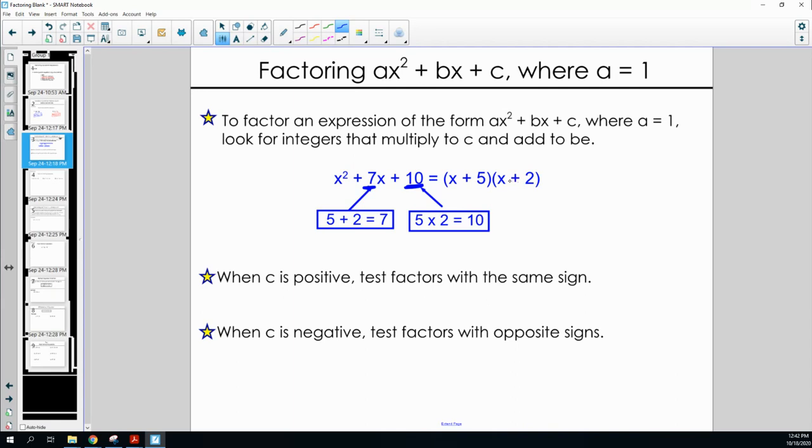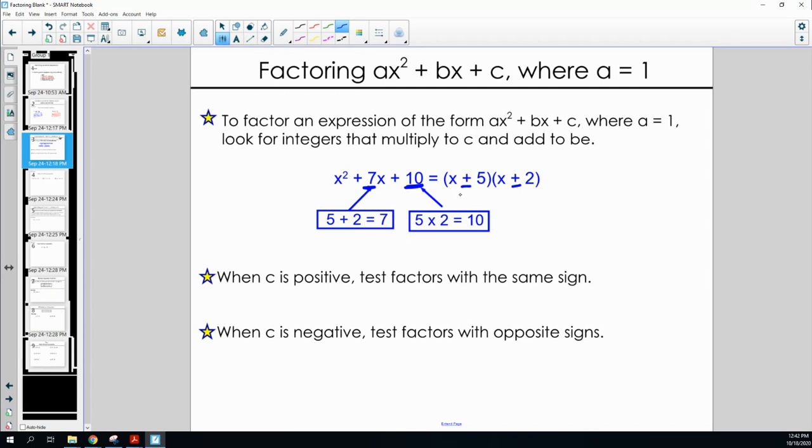A good way to check our answer is to try to FOIL it, and if we FOIL it and get what we started with, we know that we're correct. When you're testing these numbers, if c is positive, so if your constant is positive, your signs should both be the same, whether both positive or both negative. When c is negative, the signs here are going to be opposite signs, so one plus and one minus. Now there are multiple ways that you can factor.